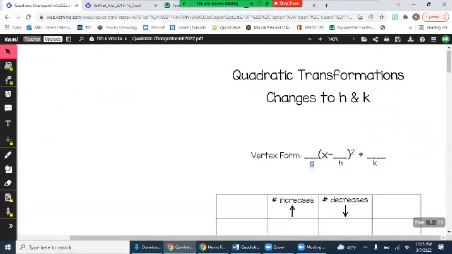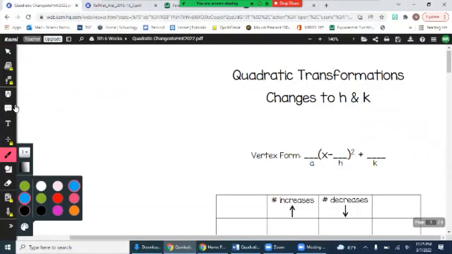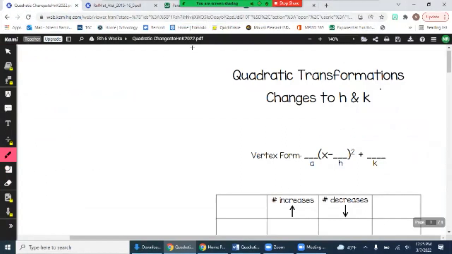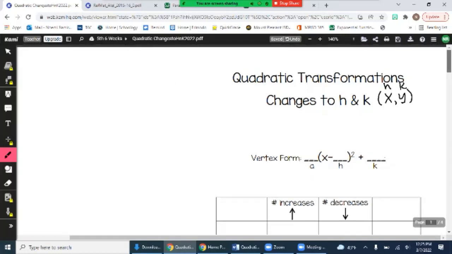H and K are the variables that are used to define the vertex. It's still an X and a Y value, but since you cannot add another X and another Y into standard form or vertex form, we had to label the vertex as HK.